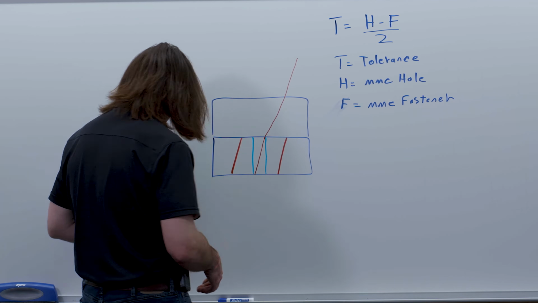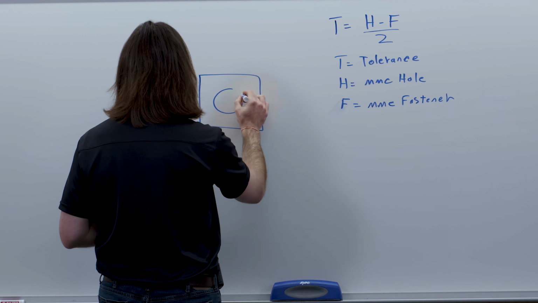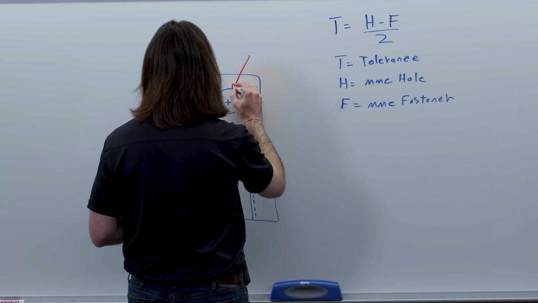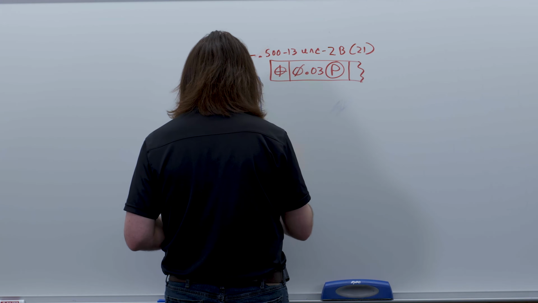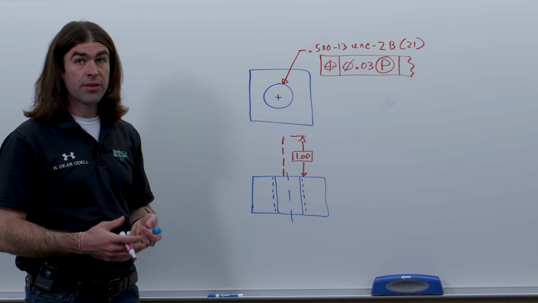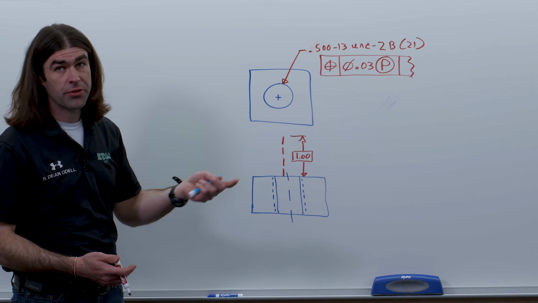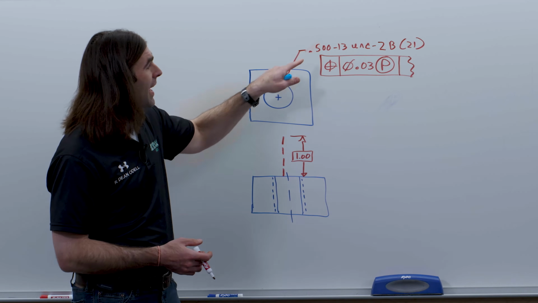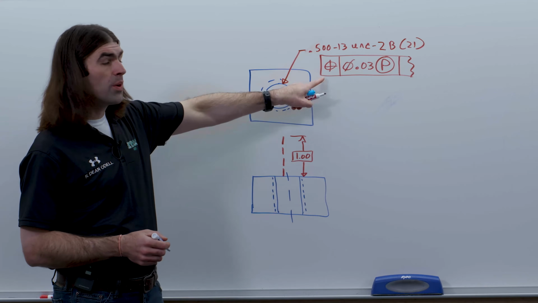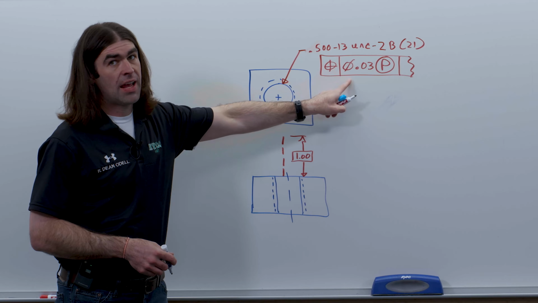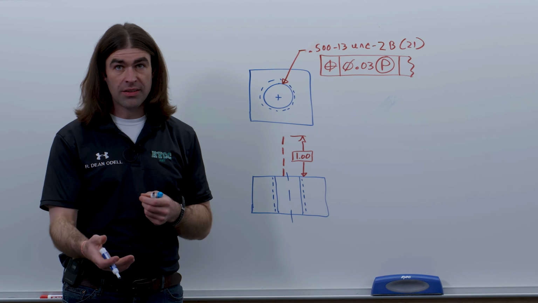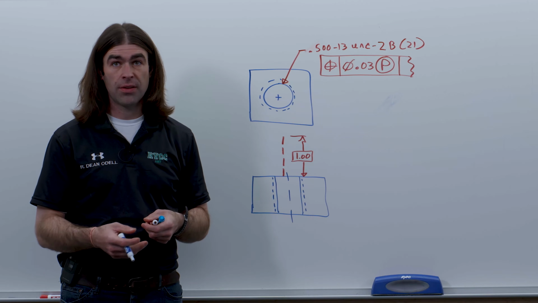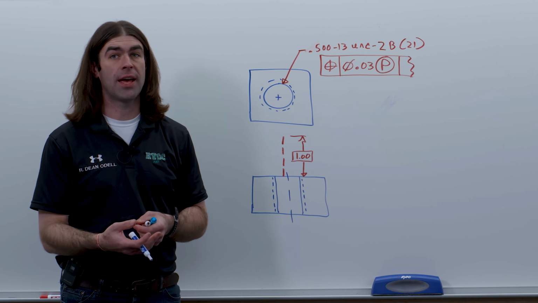So let me get a better drawing here. This is an incomplete drawing. There's no datum feature symbols or datum references. What we've got is a threaded hole with a position, let's say a diameter tolerance zone of 30 thousandths. The P symbol, the projected tolerance zone symbol, indicates that the tolerance zone moves outside of the part.